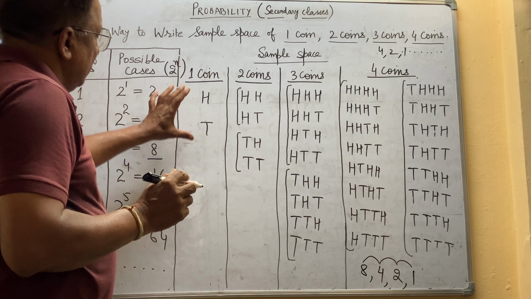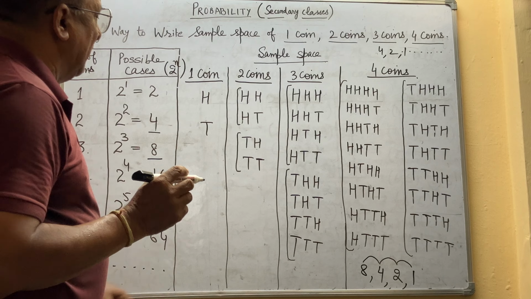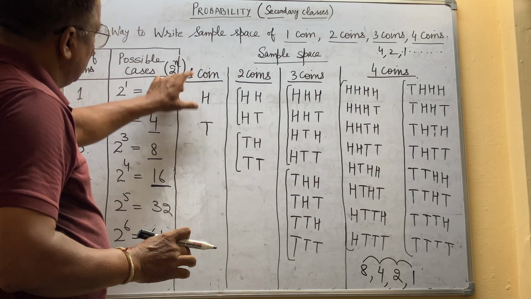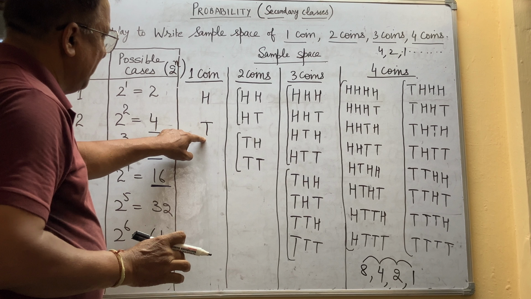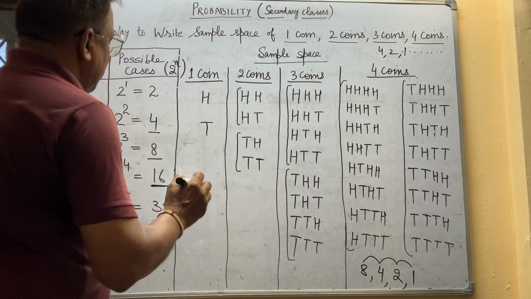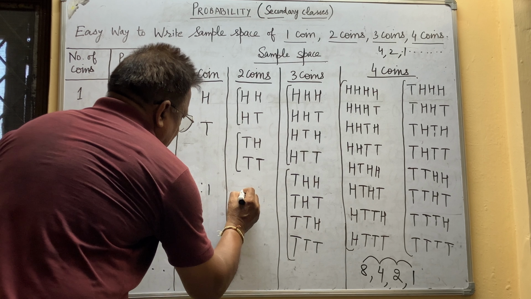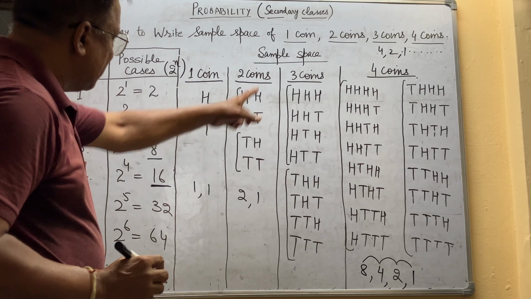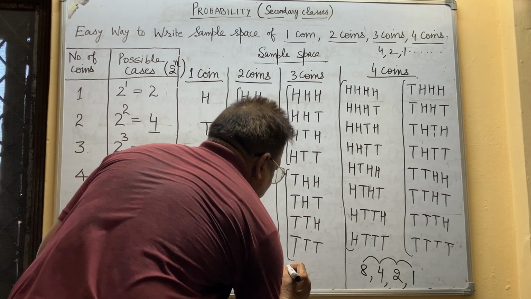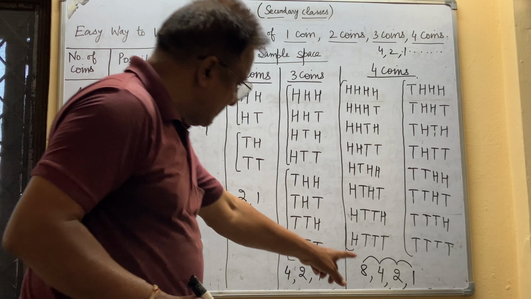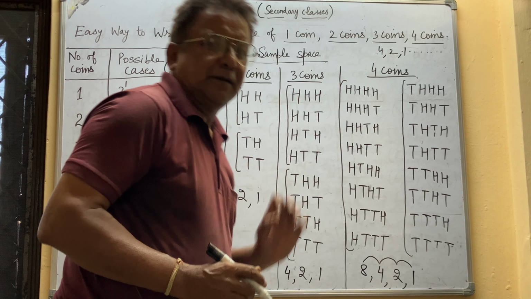Now, if we consider this formula, it is head, tail. First, one coin, head, tail. Here is 2, 2. It is 1, 1 formula. It is 2, 1 formula. And third is 4, 2, 1. And fourth is 8, 4, 2, 1.